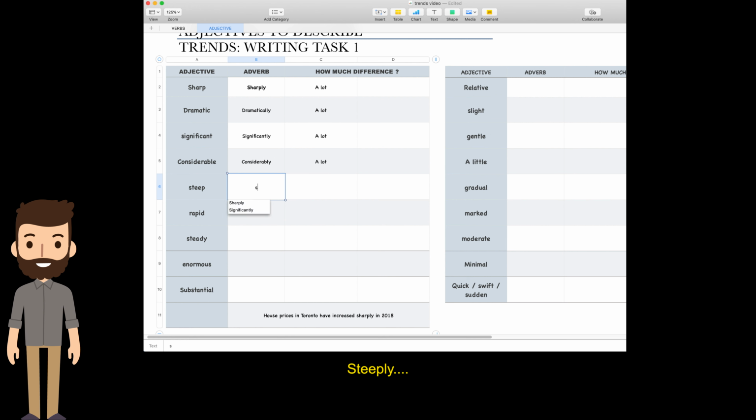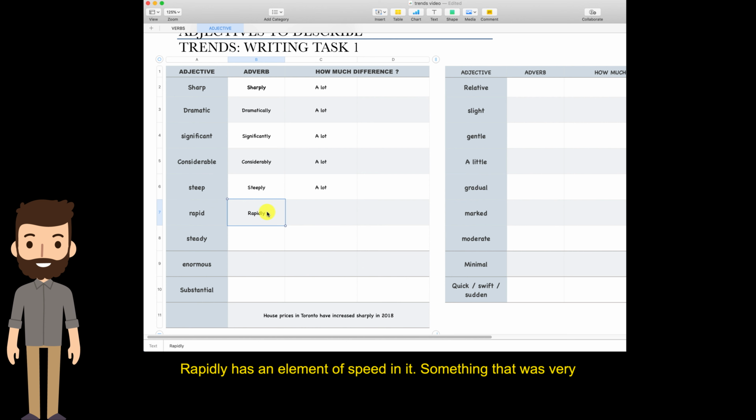Steep, steeply, a lot too. Rapid, rapidly. Rapidly has an element of speed. So unlike steep, considerable, significant, dramatic and sharp, where it's gone up very quickly, rapidly has an element of speed in it. So if something was very quick, rapidly. But you can use all these adverbs as synonyms. It's fine.